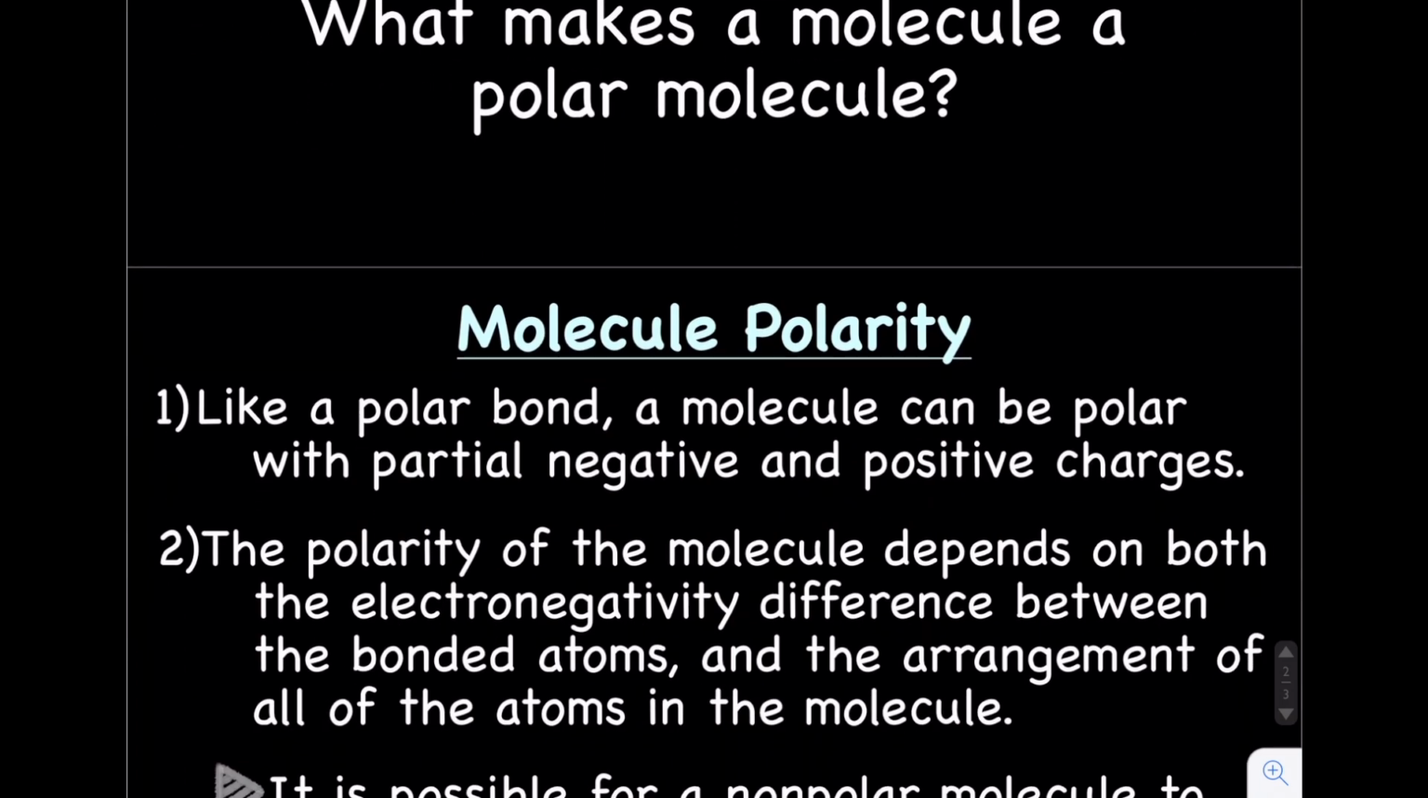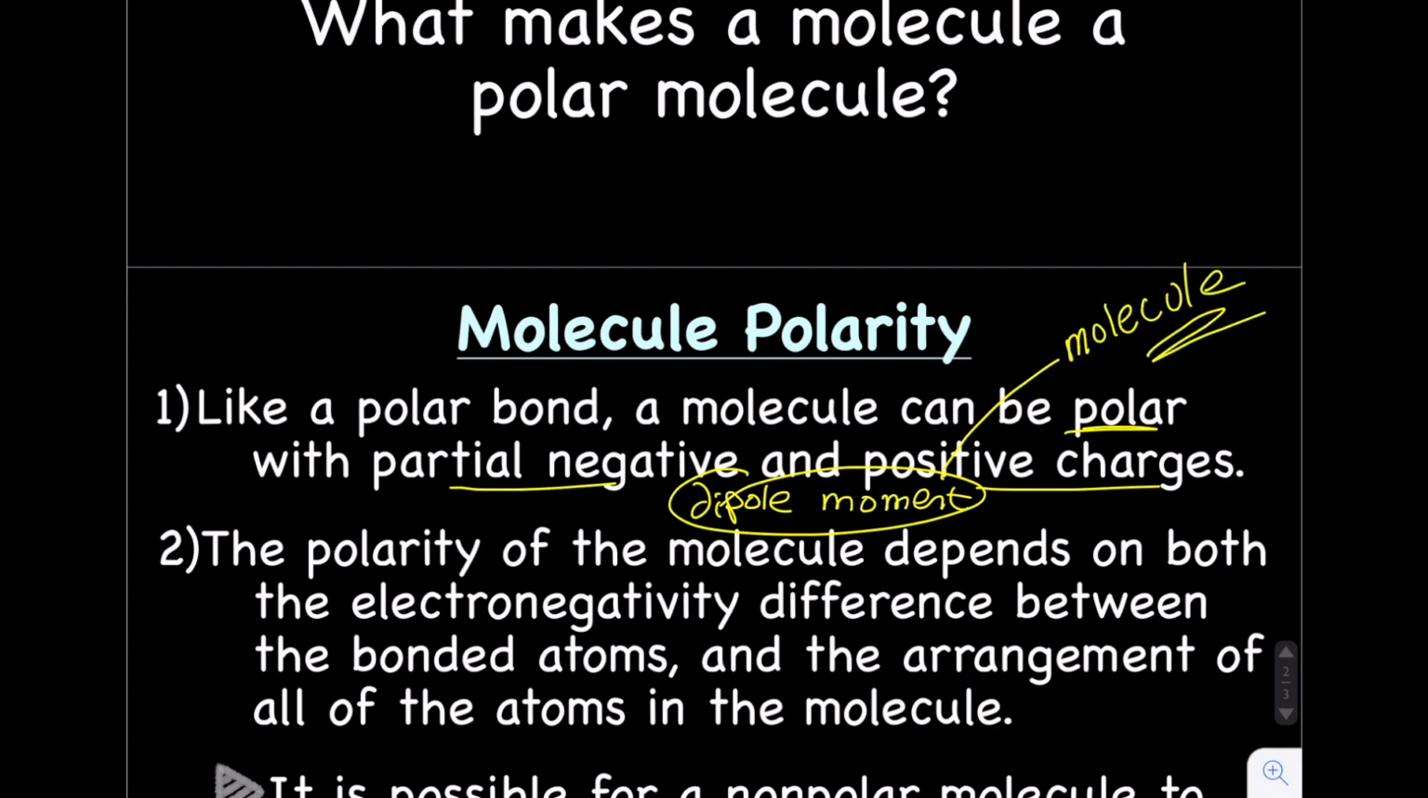Molecule polarity. Like a polar bond, a molecule can be polar with partial negative and positive charges. Remember the dipole moment. But now we're talking about this dipole moment, not necessarily with the bonds, but with the whole molecule.